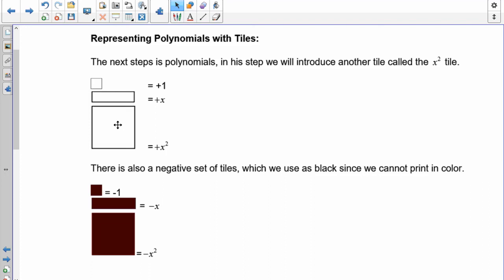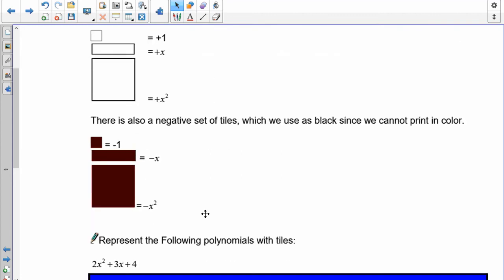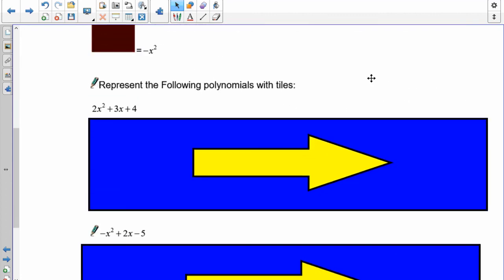It's the x squared. And it's an x squared because this is x length, and this is x length. X times x, the area of a square, is x squared. This is a length of 1, and this is a length of x, so 1 times x is x. That's why that's an x. We have the same thing for our negatives. So let's do some representing here.